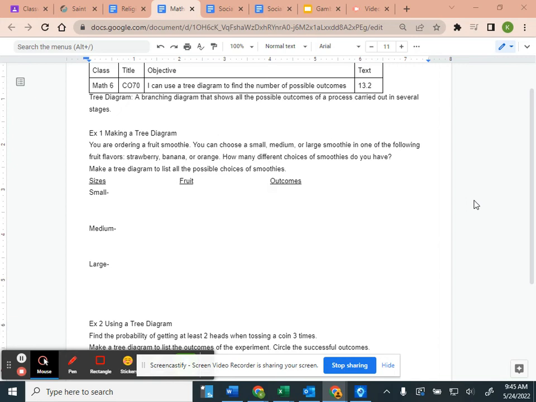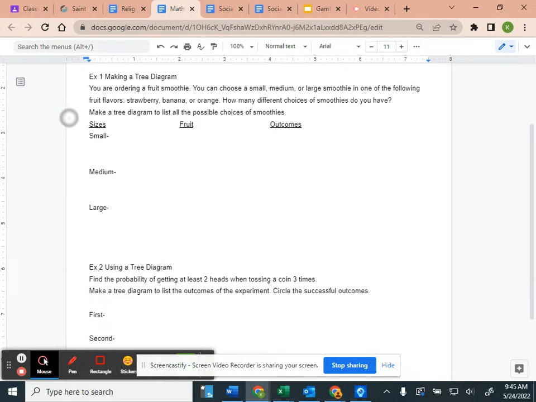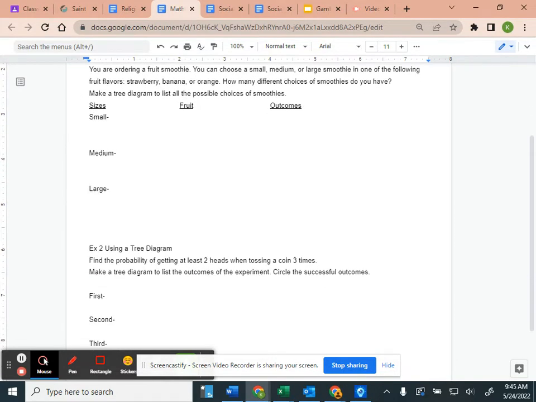Good morning. Today we are continuing with Unit 11. We are working on CO70. I can use a tree diagram to find the number of possible outcomes. So in order to use a tree diagram, we need to know what that is. A tree diagram is a branching diagram that shows all the possible outcomes of a process carried out in several stages. So let's look at what it means to make a tree diagram.